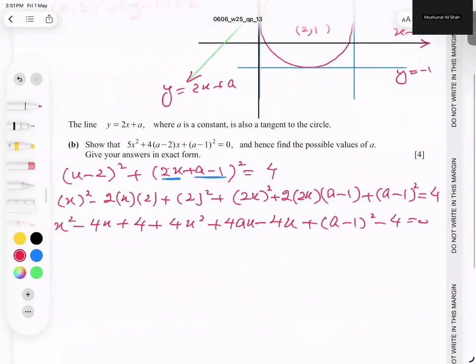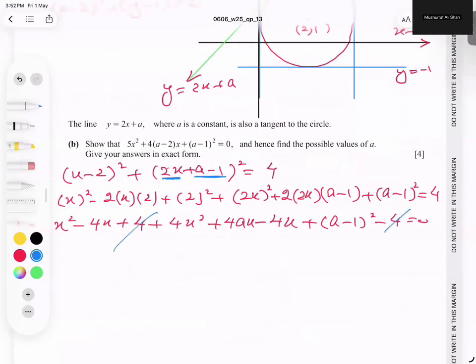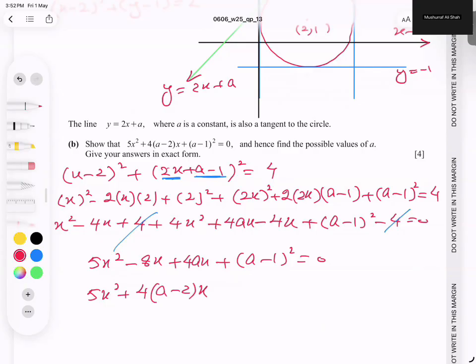Now students, this 4 and 4 will cancel out. And what is left? 4x squared and this one become 5x to the power 2. Negative 4x and negative this, I'm getting negative 8x, and plus 4ax. And what is left behind, students? (a minus 1) whole squared equals 0. Now we can take 4 common from here. If I take 4 common, what is left from here? a is left and negative 2 from here, and x is also common.